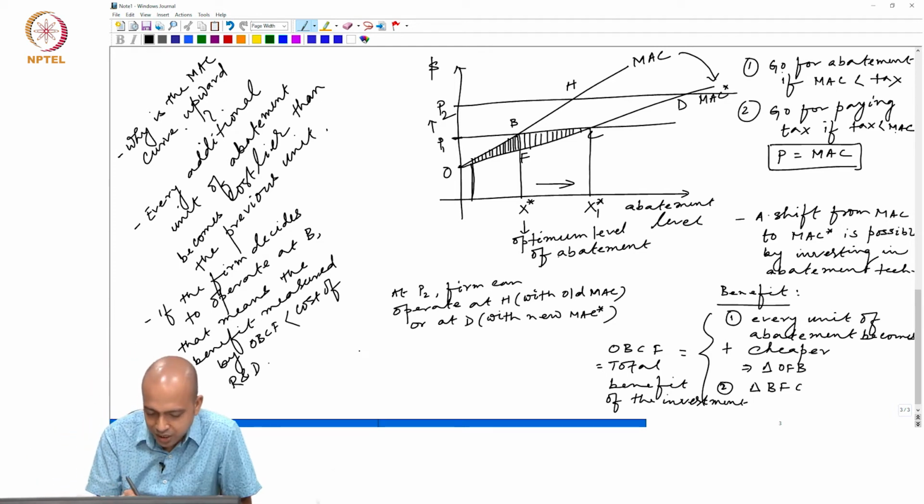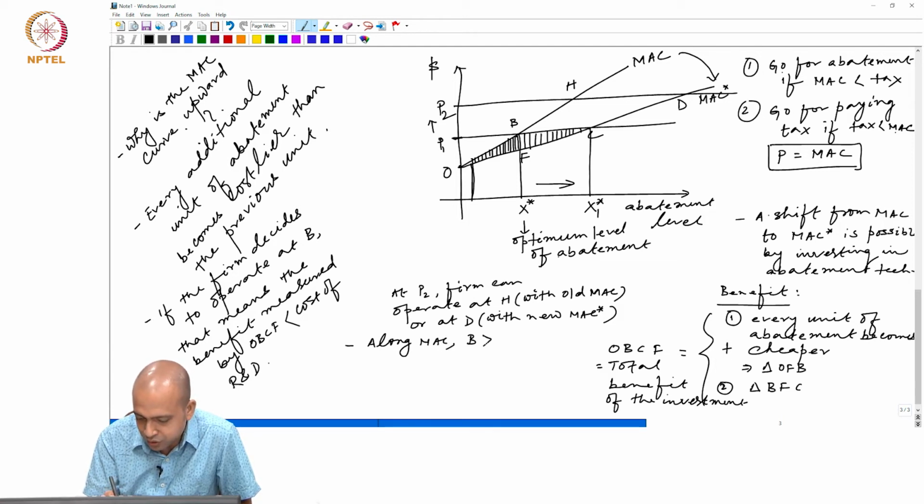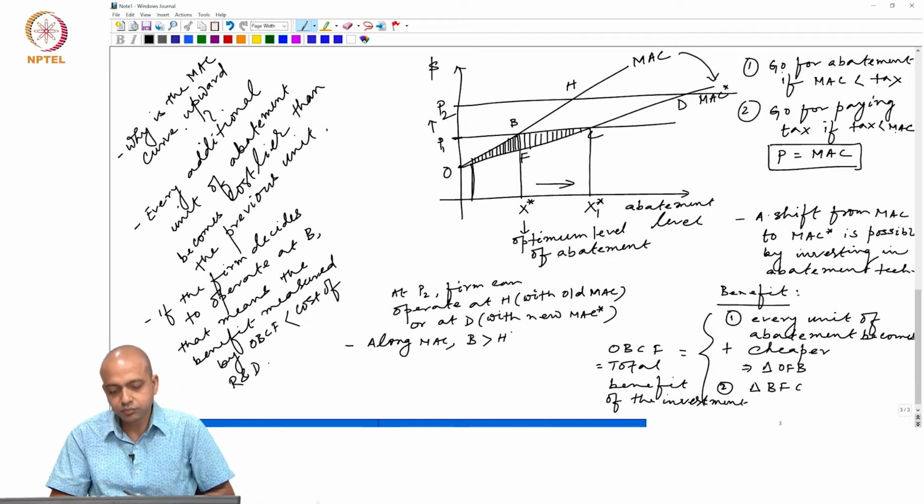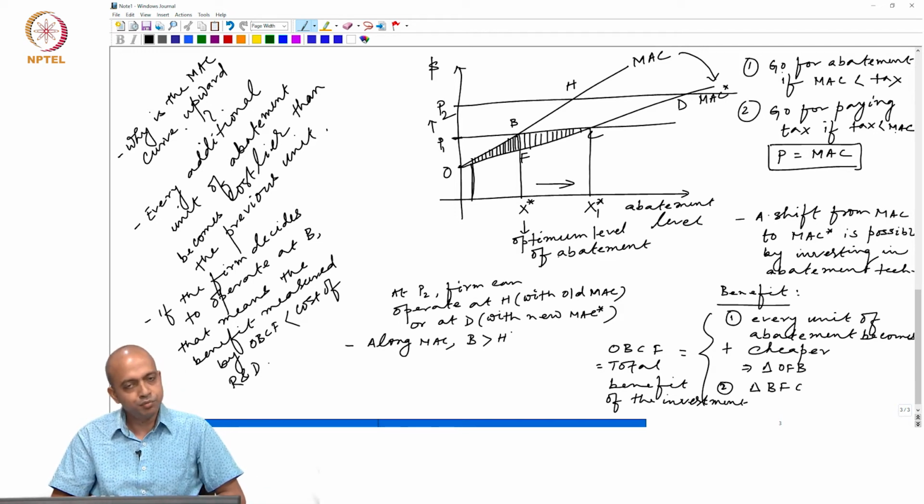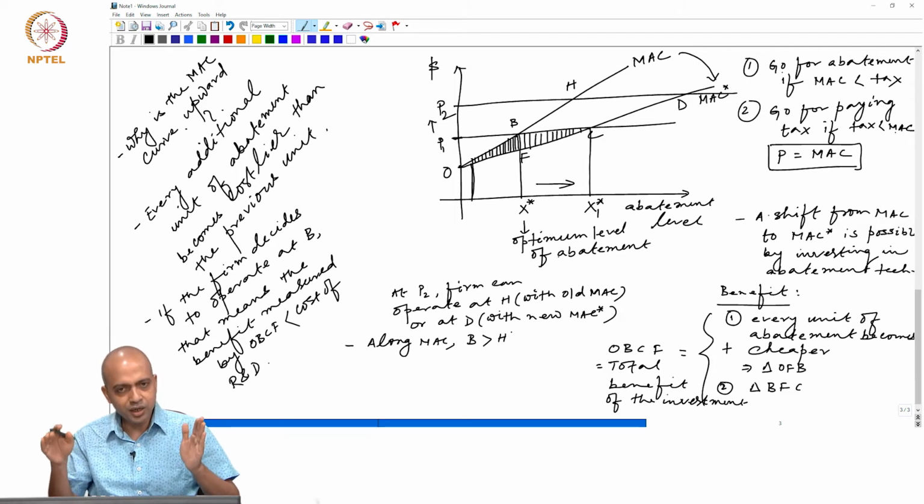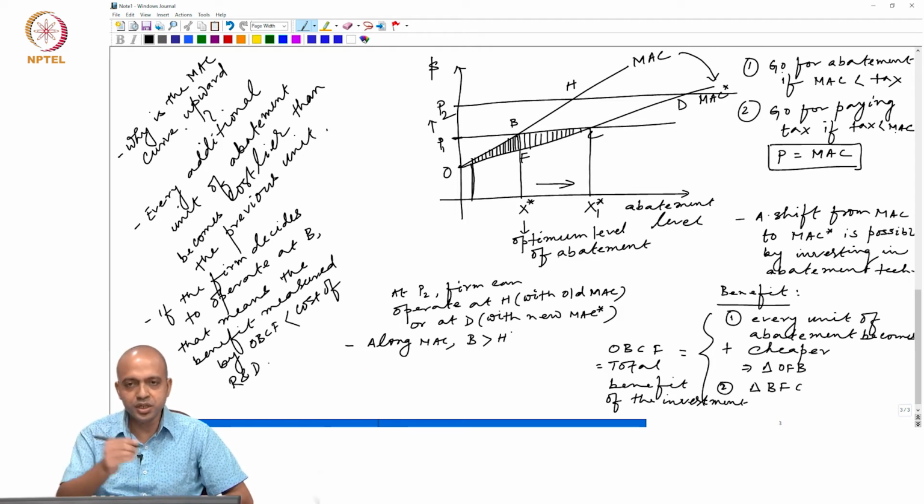So, that means what we can say, along MAC we can show that B is actually greater than H. B is greater, very straightforward. My technology is old and the new effluent charge is asking me to abate more. So, obviously, profit will go down. So, B is greater than H.